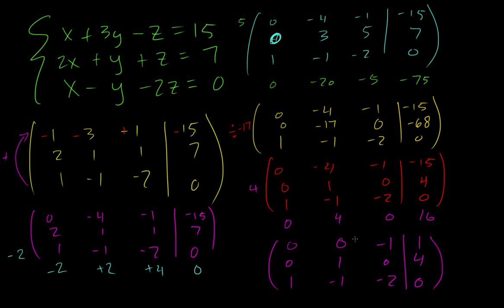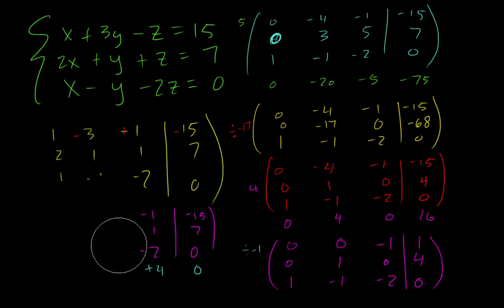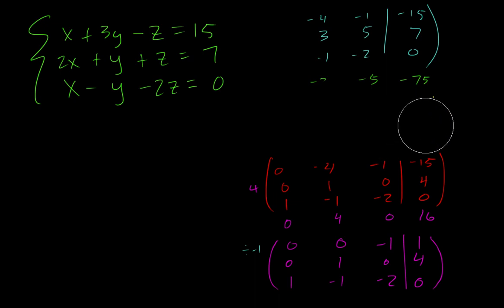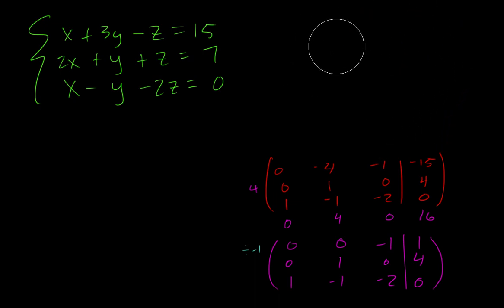So we will divide by negative 1, and I need more room, so let's get rid of this. While we're at it, I guess get rid of these two. Okay, so if we divide by negative 1, we're going to get 0, 0, 1, negative 1, and then the other two rows are unchanged.